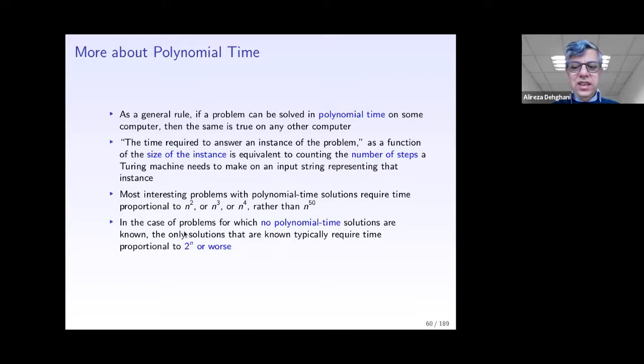Okay, in the case of problems for which no polynomial time solution is known, the only solutions that are typically required are exponential. So if you find a problem which is non-polynomial time, they are definitely exponential, which are 2^n or even worse than that.